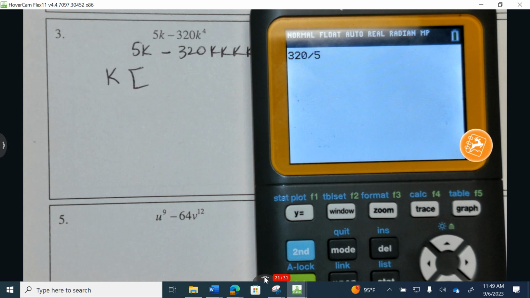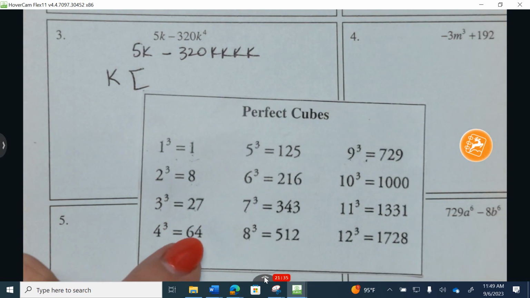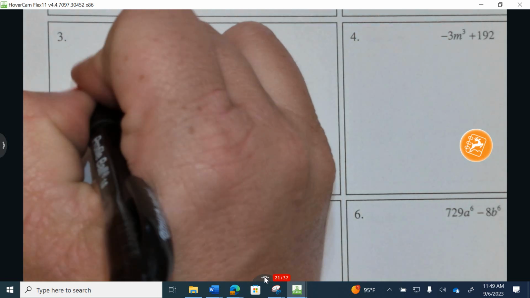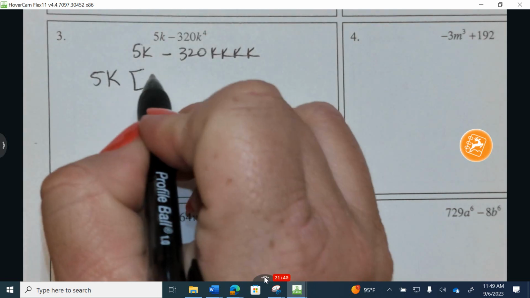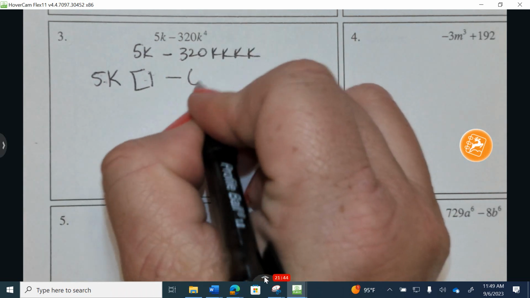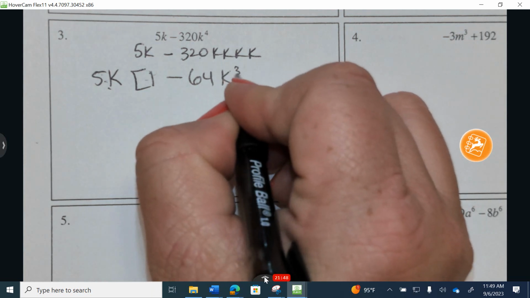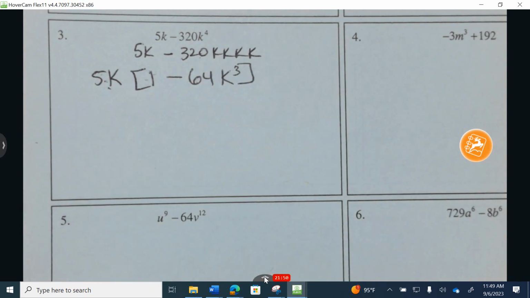320 divided by 5 is 64. Is 64 a perfect cube? 64 is a perfect cube. So let's factor out a 5. 5 divided by 5 is 1, and I already have a k. 320 divided by 5 is 64. Now I already have 1k. I need a total of 4. So I need 3 more to get a total of 4.